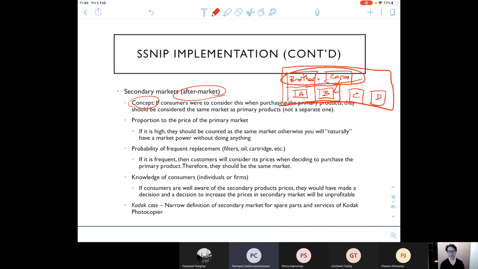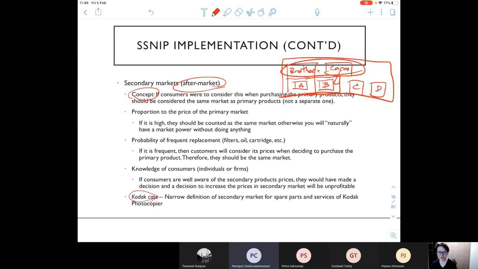Right? So if consumers consider the price, because when you buy the printer, I think it's quite rational for you to have a look at how much the ink that I will need to buy afterwards costs, because that's something that I need to keep buying. Right?